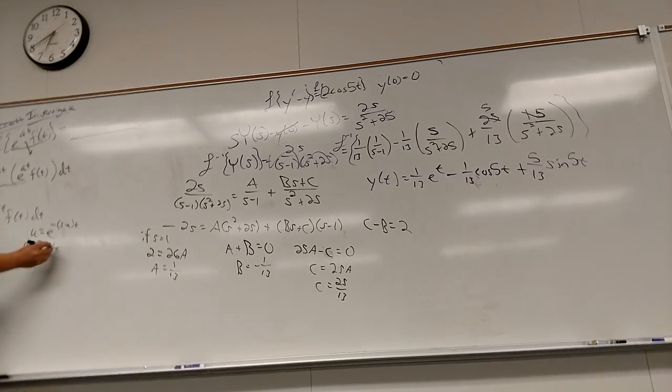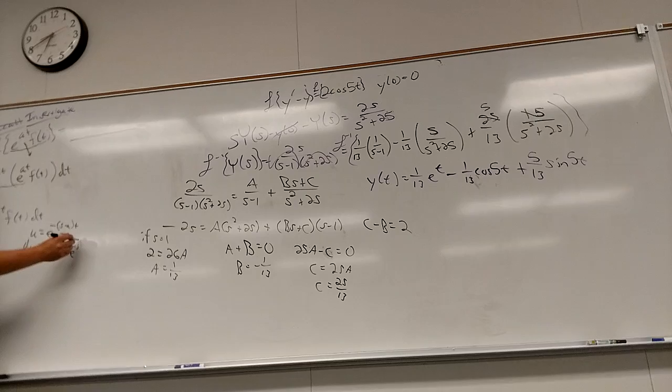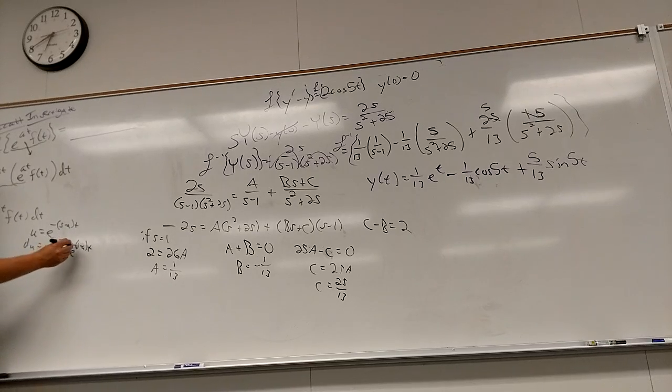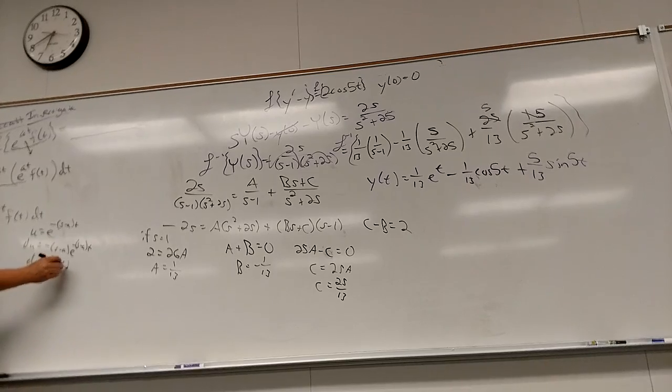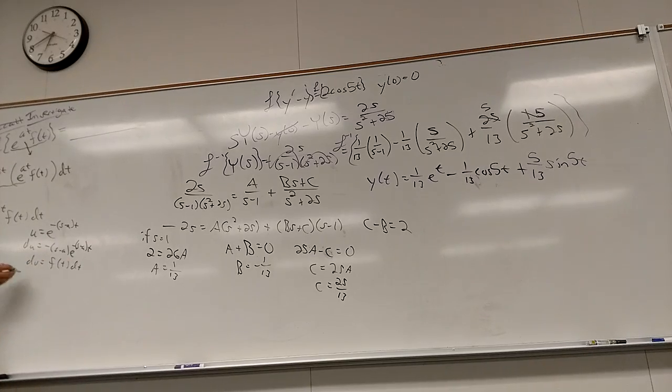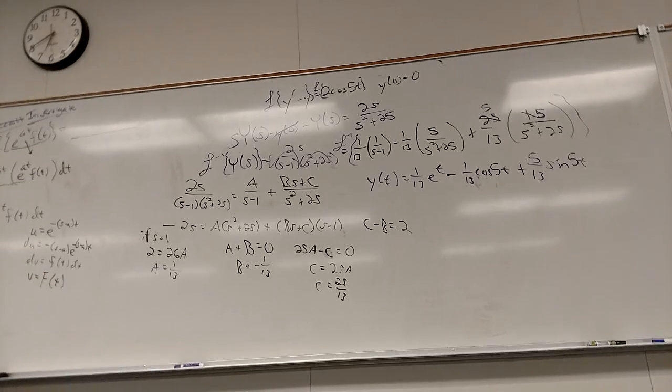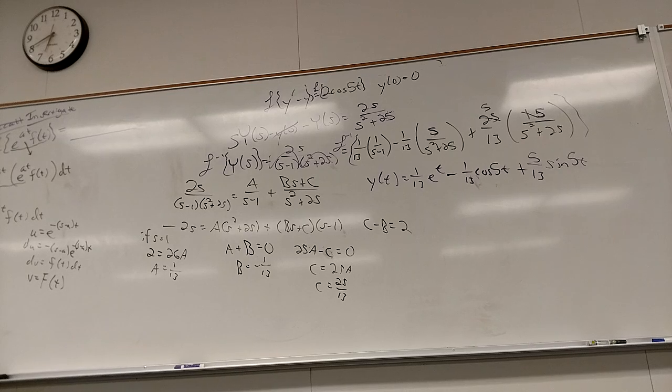Yeah, so it's going to be negative s minus a e to the negative s minus a t. And then dv is going to be f of t dt. And then v is going to be the antiderivative of f. Isn't that crazy? So what am I assuming then? That little f has an antiderivative, right?